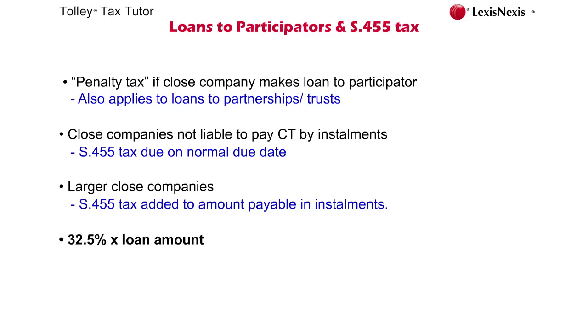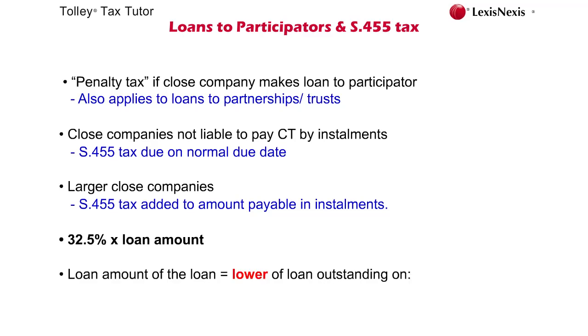The tax is calculated as 32.5% of the loan and is payable by the company. This rate is the same as the dividend upper rate. The amount of the loan is taken as the lower of the amount outstanding on A, the last day of the accounting period, or B, the normal due date.